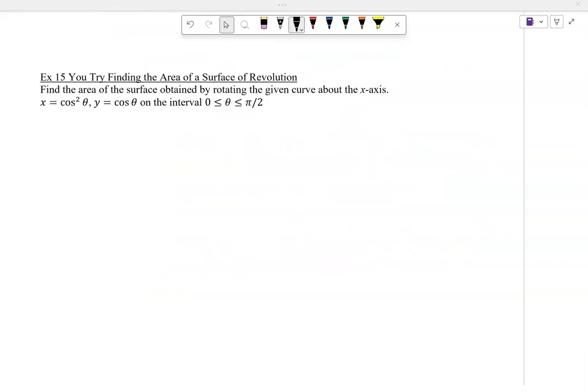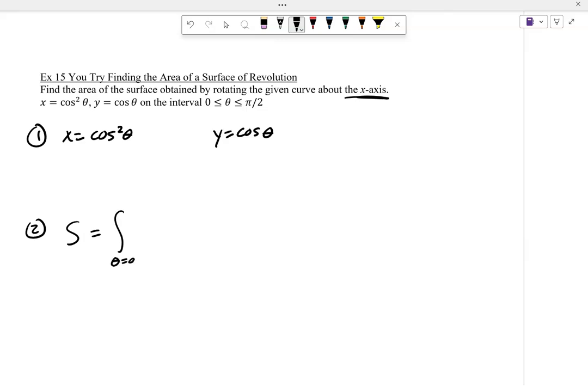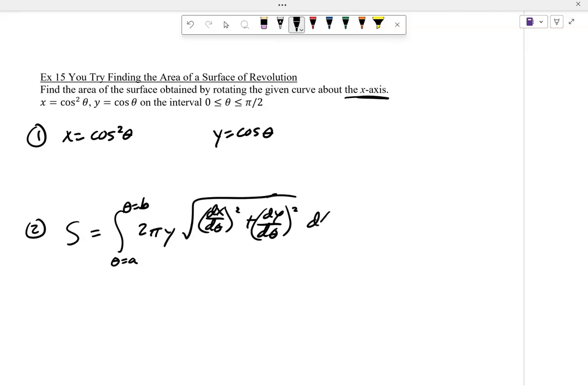This, again, is another good you-try-it problem if you want to pause it. You're going to have to find dx d theta in this case. Instead of t, we have theta. That's the only difference here. Find dy d theta, and then we'll go ahead and throw it into the area of a surface of revolution. This is going about the x-axis. We're going to use that same theta being a to theta being b, 2 pi y times the square root of dx d theta squared plus dy d theta squared, d theta.